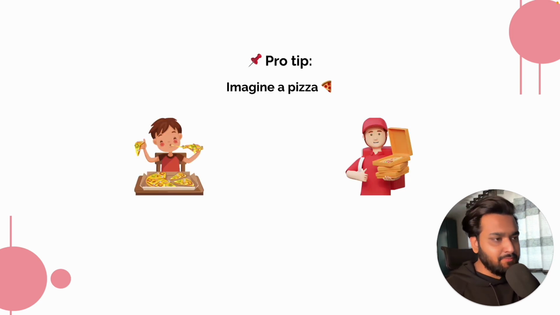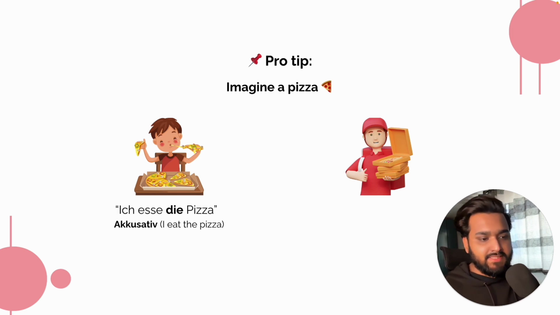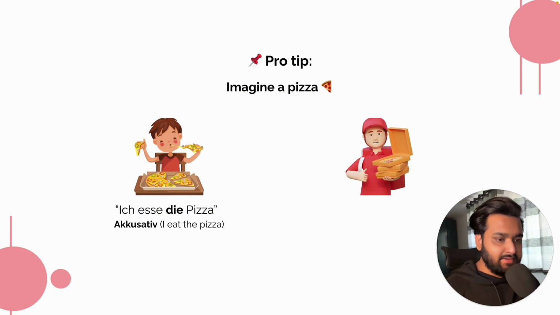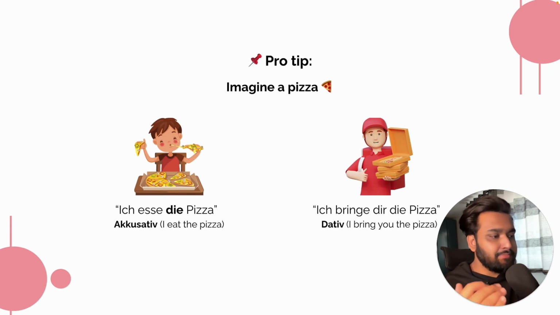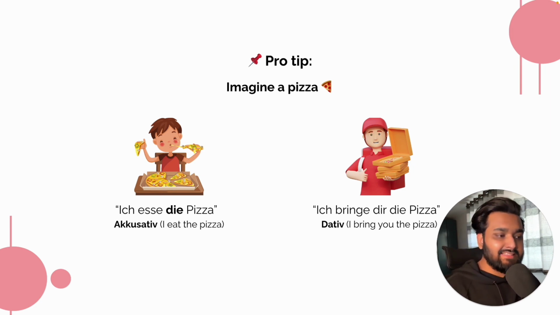Let's break it down even more. Here's a pro tip. Imagine a pizza. Ich esse die Pizza. That basically means I am eating the pizza, or I eat the pizza. In this case, die Pizza is accusative. On the other hand, ich bringe dir die Pizza. That means I bring you the pizza. In this case, this is dative.